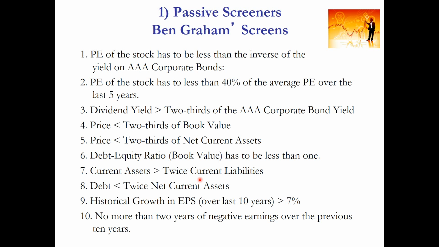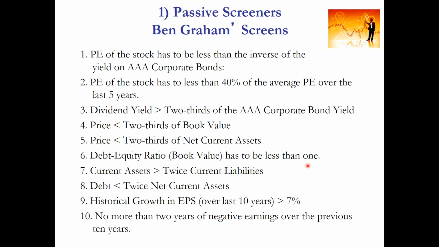As we spoke about earlier, the key founding father of value investing is Ben Graham. Ben Graham, back in the 20th century, had a range of screens that he applied in order to identify stocks that have a low price relative to their fundamental value. We see on the screen here 10 passive screens that Ben Graham adopted. His view was that we should buy stocks that meet all these screens.